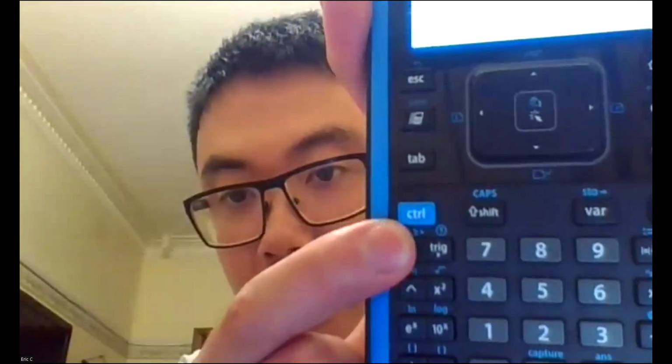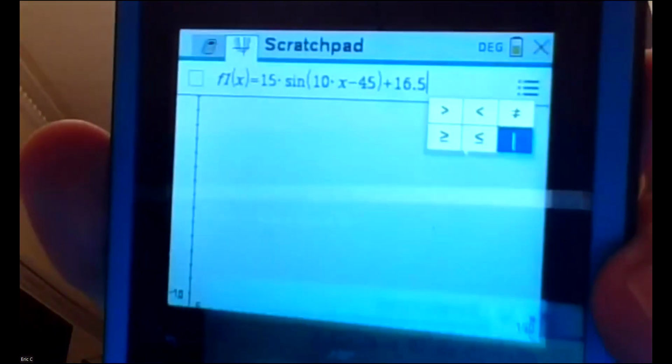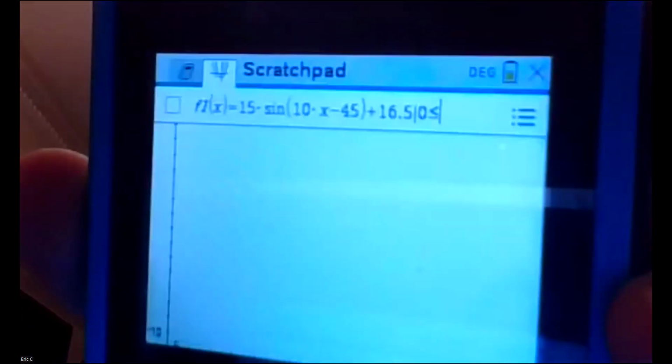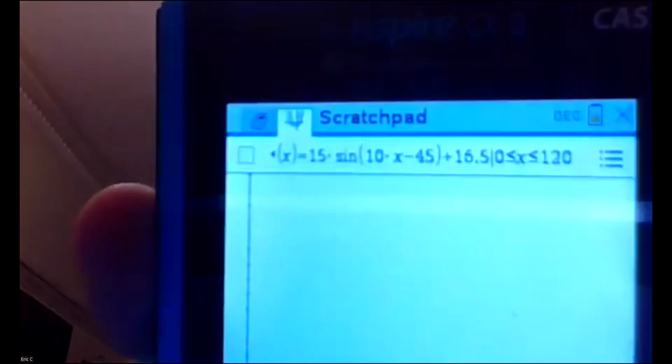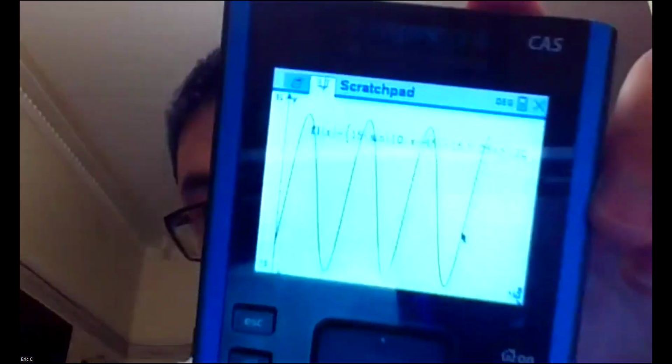To put a restriction on, you go to Control and then press the equal button there. You can select this one here, which gives us the opportunity to put the domain. So the domain is between 0, and then press Control and the less-than key to get the inequality signs, and we want to select less than. So we've got 0 less than x, and then less than again, and then just put 120 like this. And then just go ahead and press enter. So you should get a graph like this.